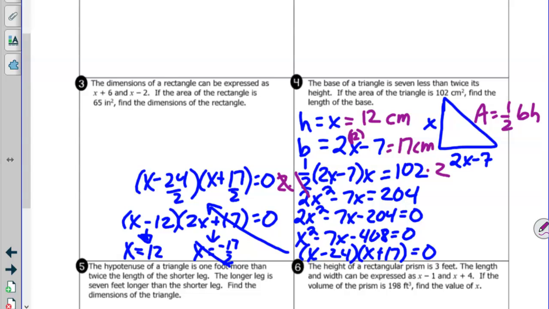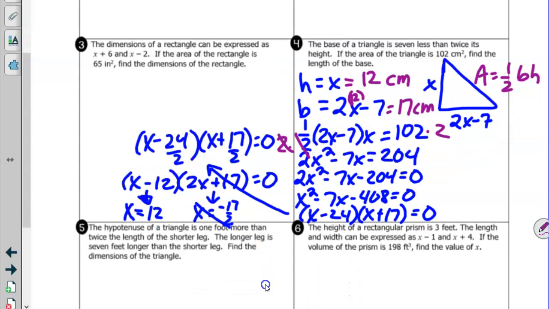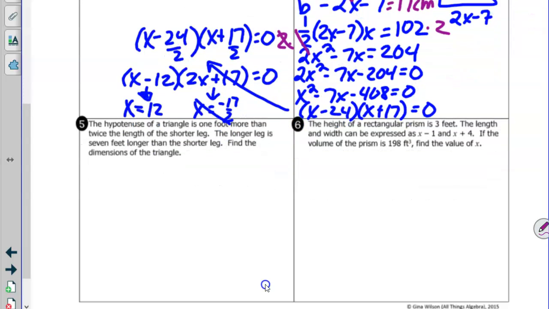Any questions on that one? That was probably one of the longer ones, hopefully. We did one like number 5. Does anybody want to see another one like that?